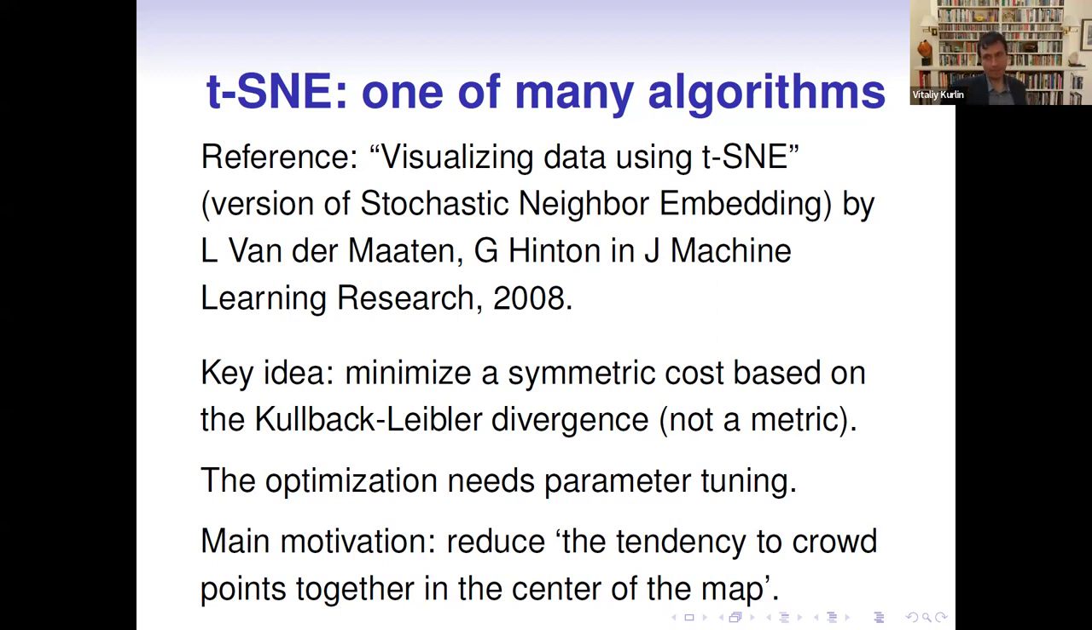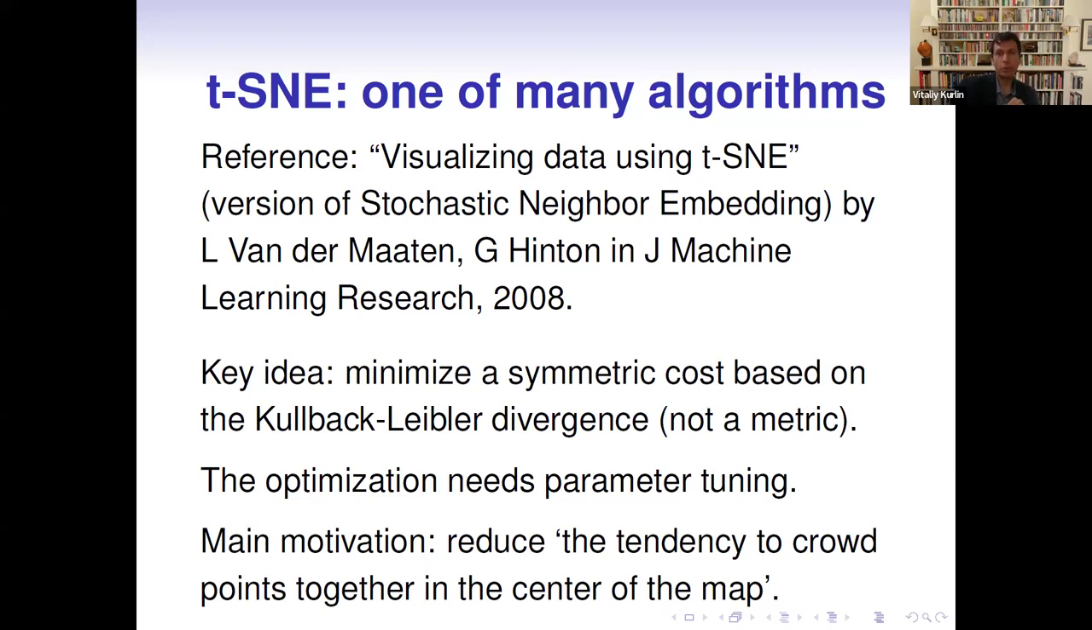So that's one of the improvements in comparison with the previous SNE algorithm. However, the algorithm itself still requires optimization. It requires several parameters for this stochastic optimization, and that's why it's non-trivial to produce optimal results. So there are no guarantees. The main motivation for this algorithm was to improve the previous approaches, which often produced so-called dense clusters in the center of our data set.